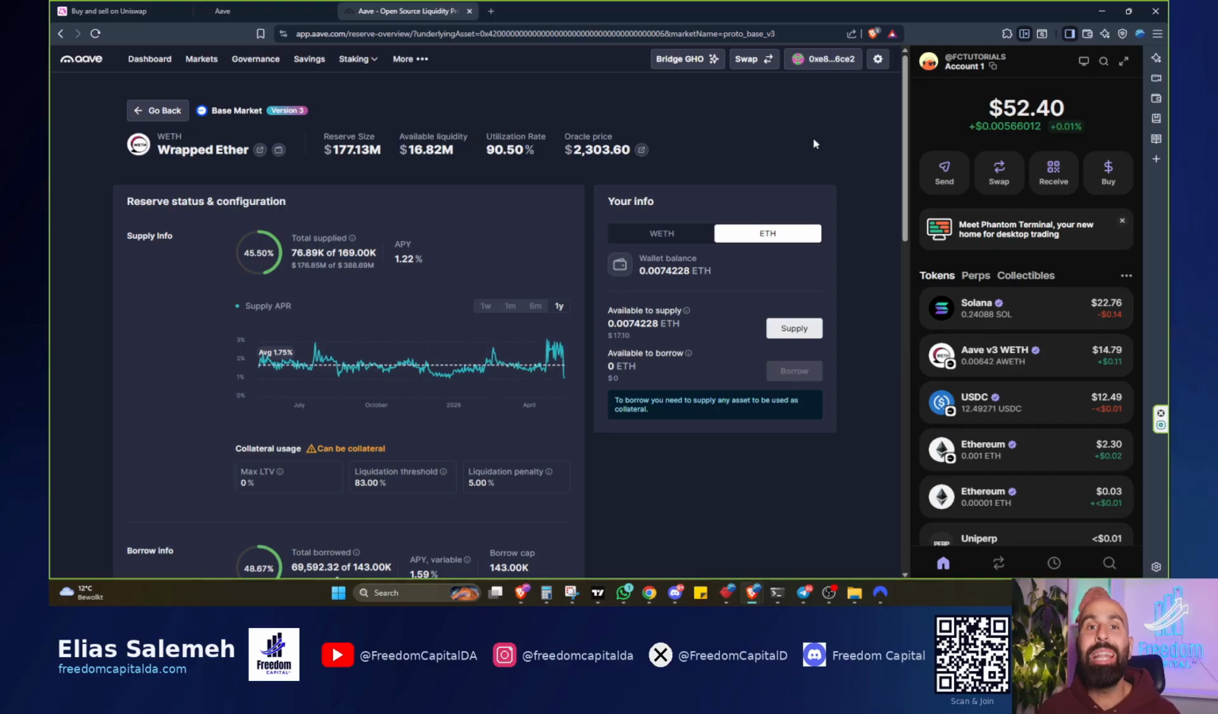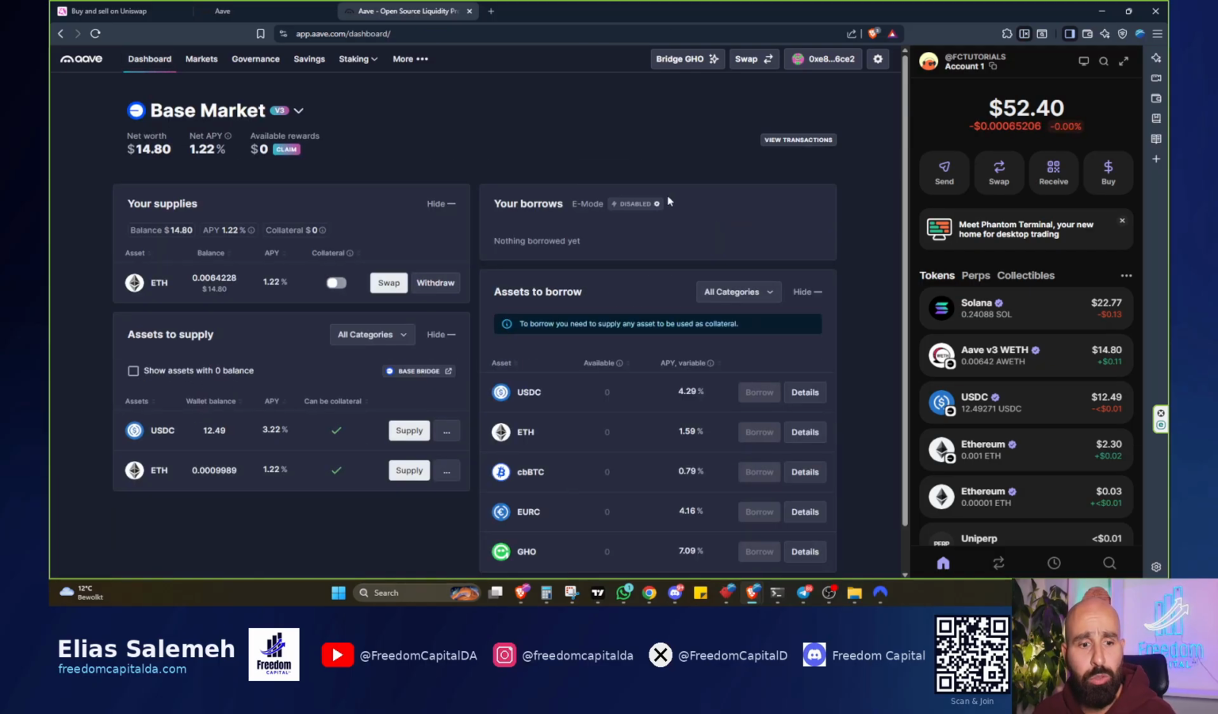Effectively, right now, I am lending my Ethereum on Aave, and I'm earning 1.22% year over year, or annual percentage rate. If I go back to the dashboard here, you can see that this is right now used as lending.